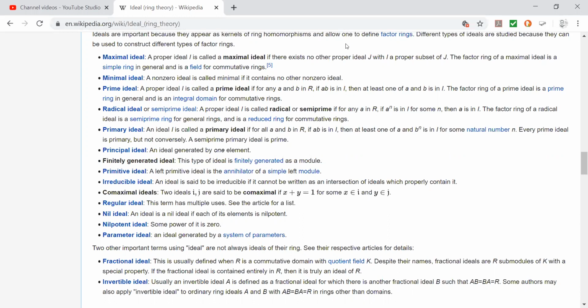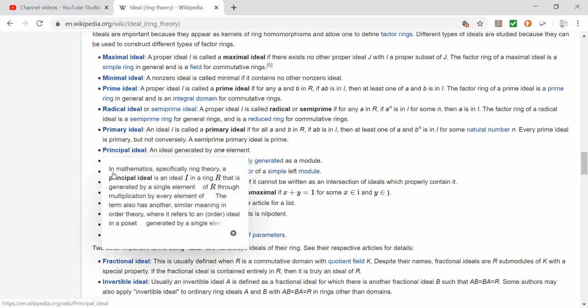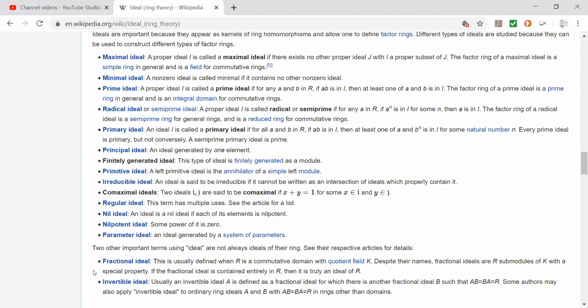Anyway, they've asked me about things like maximal ideals and prime ideals. So I thought I'd start off by just calling up the Wikipedia page. The important point here is that you can see there are a lot of different ideals: maximal, minimal, prime, radical, primary, principal ideal, and so on, all the way down to fractional and invertible ideals. So you don't want to try and learn them all in one go.